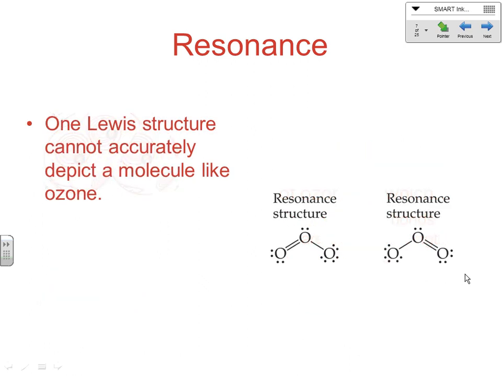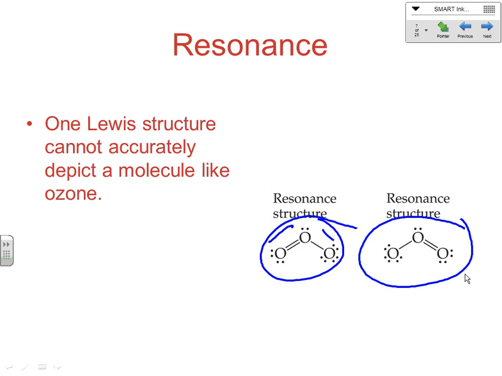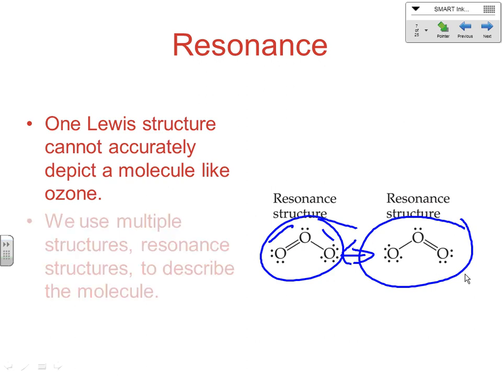So one Lewis structure really can't depict that. I mean, we could draw this structure here, and that's got a double bond with a single bond. Well, this oxygen to oxygen is for all intents and purposes the same as that oxygen to oxygen. So what we really have is, sometimes it's like this and sometimes it's like that. In fact, it's like each of them. So it's like both of them at the same time.